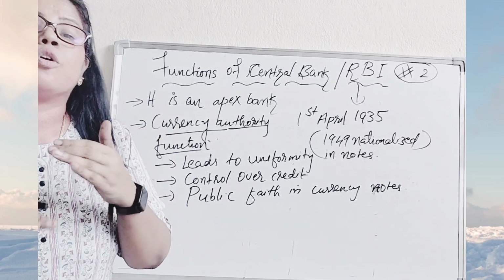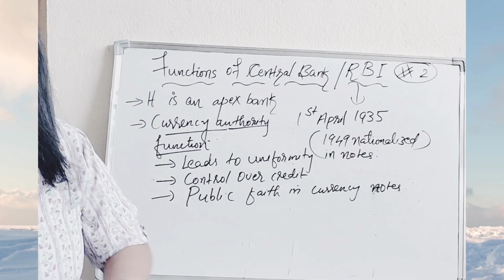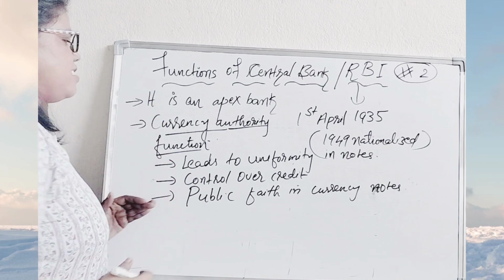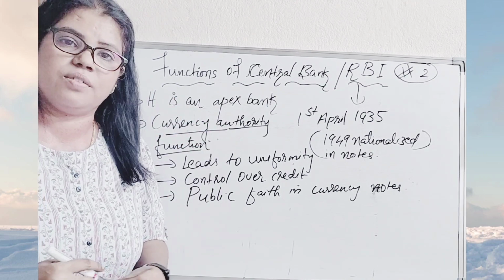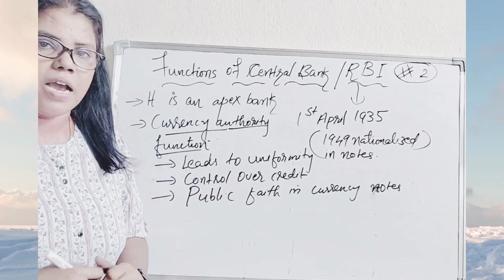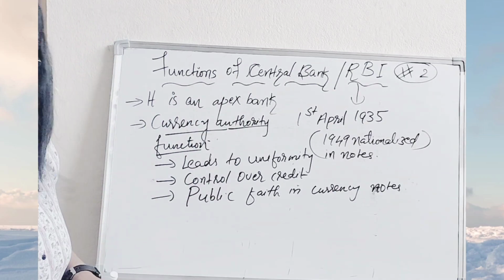So all these things we have to maintain, so only one organization needs to issue the currency notes. That is the reason that the currency authority function is given to RBI itself. This is the first function of RBI. Right? Now we are going to discuss the second function of RBI.